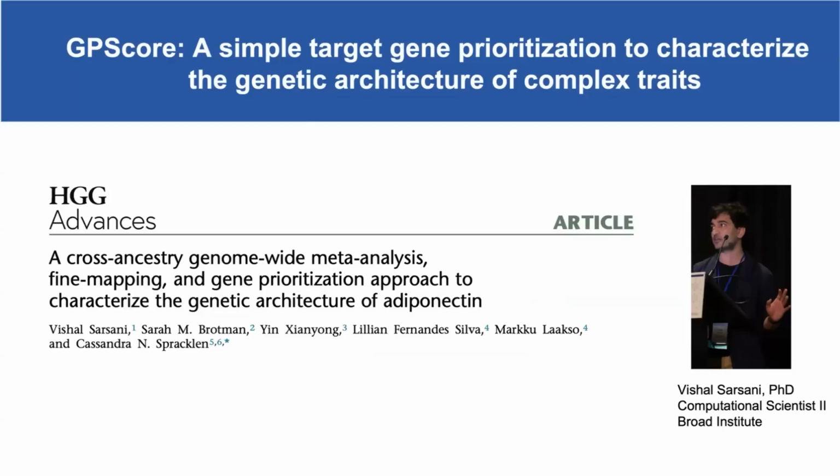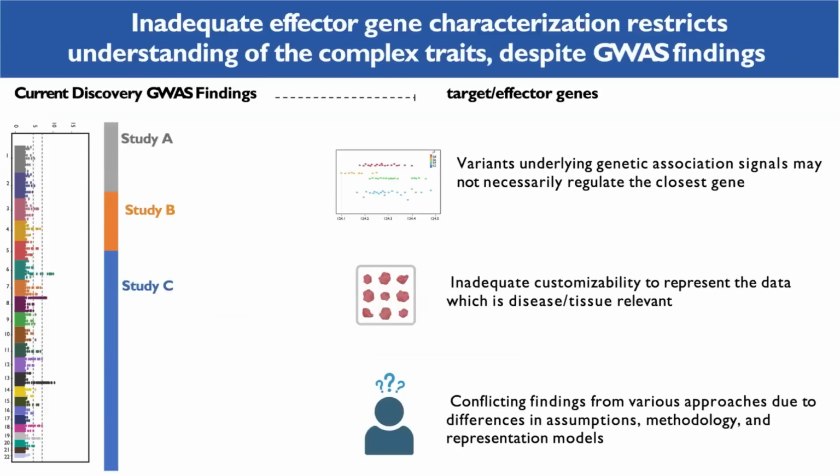We did this using adiponectin as our trait, as a proof of concept. For those who don't know, adiponectin is a cytokine secreted almost exclusively by adipose tissue. So in this paper, we cared a lot about adiponectin and adipose tissue itself. As this whole meeting is about, we're trying to identify target or effector genes coming out of GWAS or other variants that are being identified.